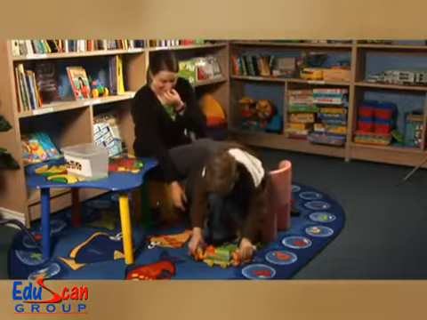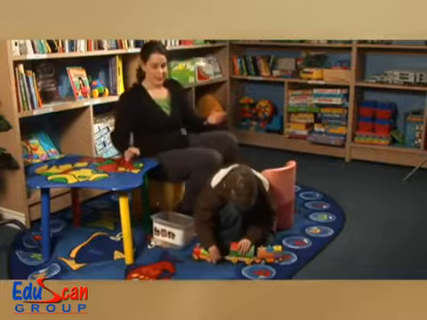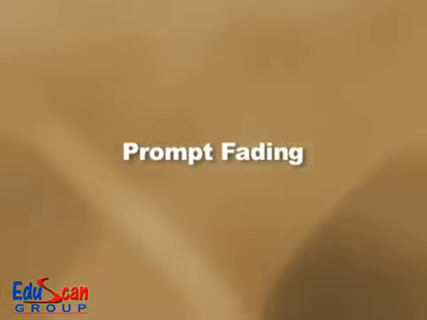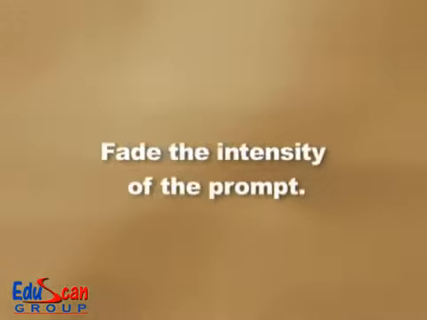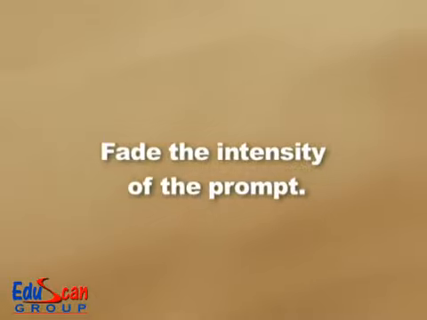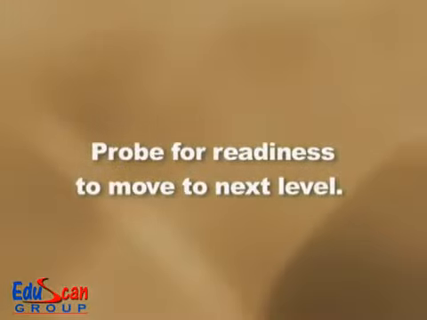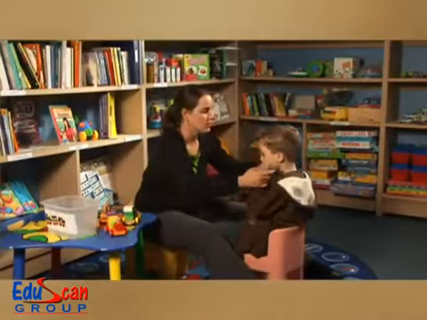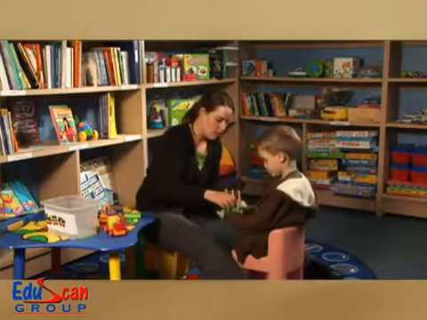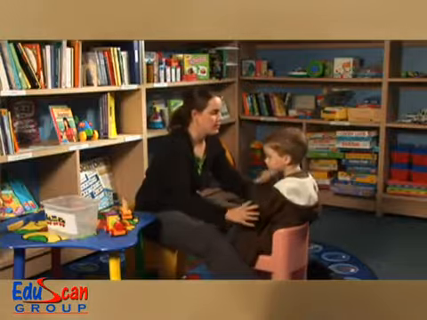Notice that in the last trial, the therapist held her hand at the ready but no longer used the hand-over-hand prompt. There are two ways to fade prompts using the prompt hierarchy. The first way is to fade the intensity of the prompt within the level of the prompt hierarchy. The second way is to test or probe the child's competence at the next lower level of the prompt hierarchy. With both methods, the goal is to fade prompts as quickly as possible while ensuring maximum success.